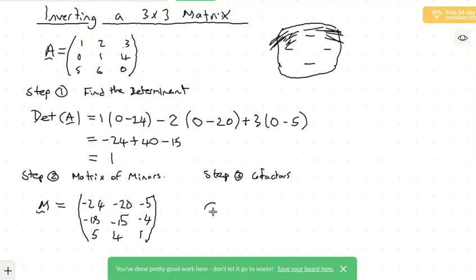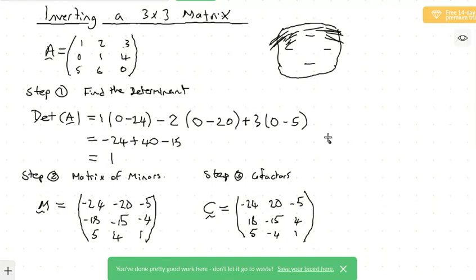Now I'm going to call that C, and it's where we just change the signs on the ones which are part of that diamond. So the negative 20 becomes a positive, and the negative 18 becomes a positive 18. The negative 4 becomes positive 4, and positive 4 on the bottom becomes negative 4. And I've got the cofactor matrix. Now, let's do the cofactor transpose.